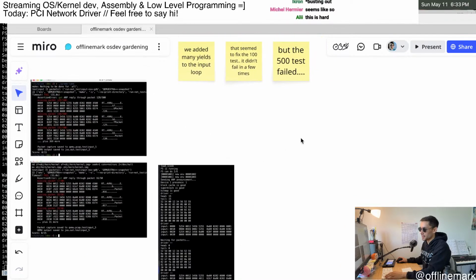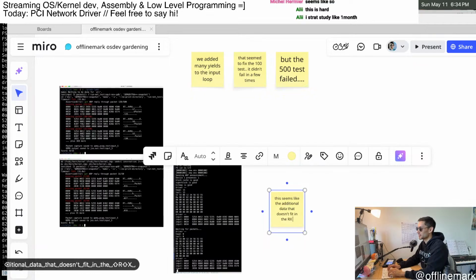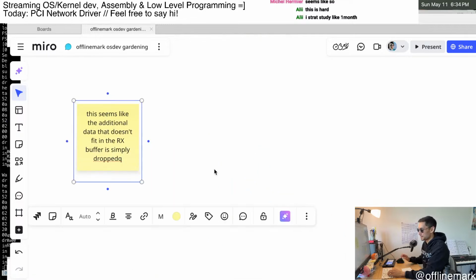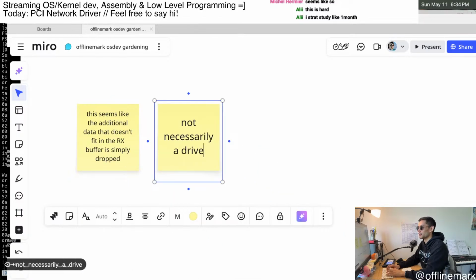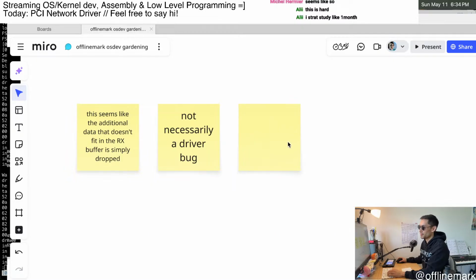So that's a bit of a separate topic. Okay. This seems like the additional data that doesn't fit in the RX buffer is simply dropped. Not necessarily a driver bug. Question: why? Yeah, I guess there's a problem where the OS is just kind of too slow or something.